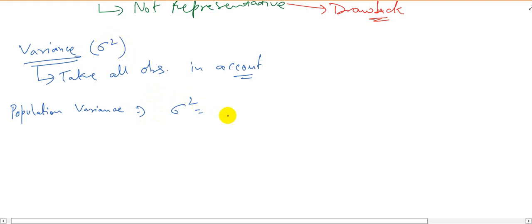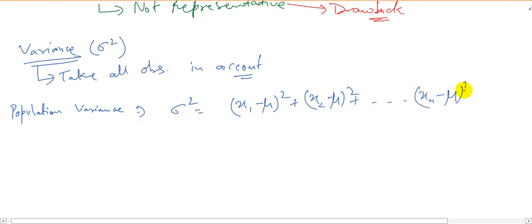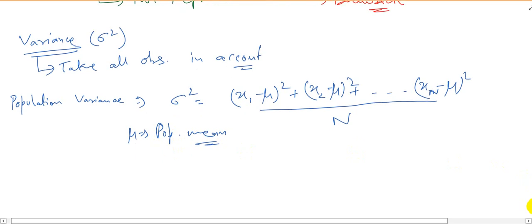Sigma squared is equal to (x1 minus mu) squared plus (x2 minus mu) squared, and so on up to (xn minus mu) squared, upon capital N. This is not small n, this is capital N. So this is the value of population variance. And what is mu? Mu is the population mean, which we have discussed earlier. So this should be kept in mind.